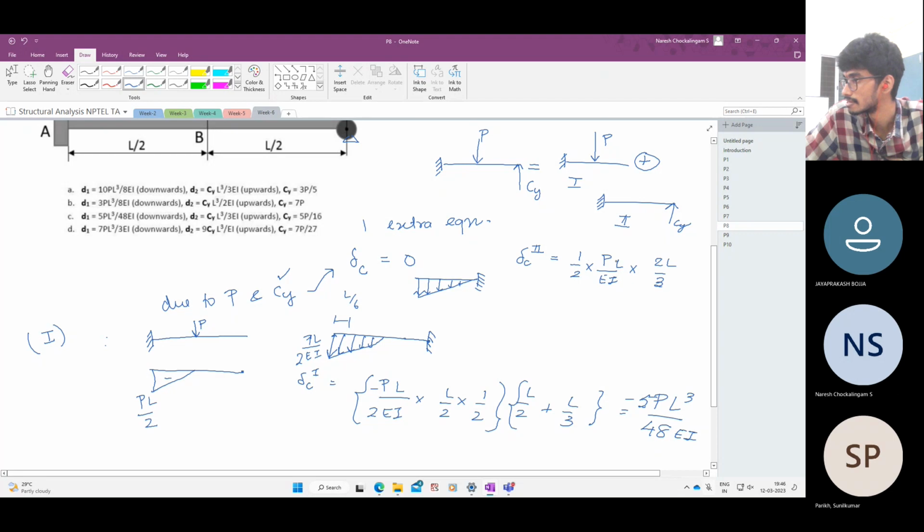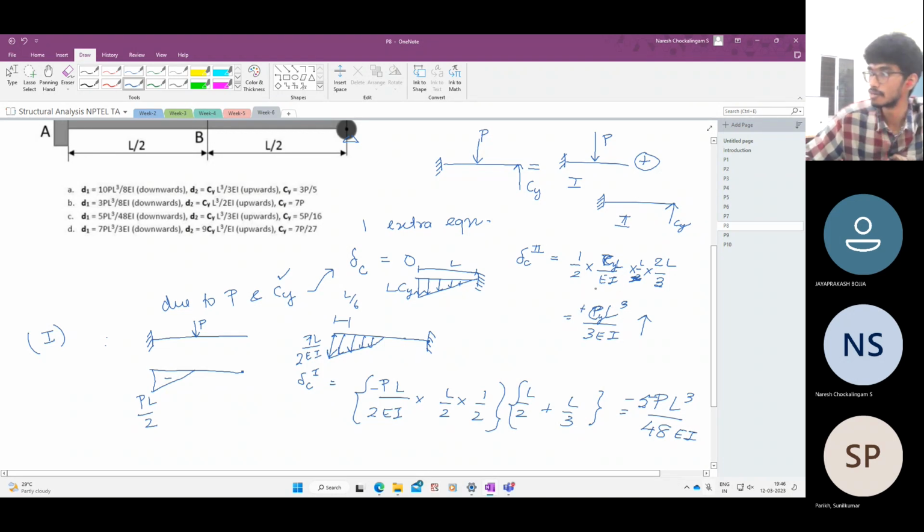So yeah, into L by 2 also. There's an L by 2. L, sorry. So the answer is PL cubed by 3EI. Sorry, this is not P, this is CY. The maximum is CY into L, because this distance is L and CY acts at this end. So it is CY L cubed by 3EI. So this is upwards because the force is upwards, you know, this displacement is also upwards.